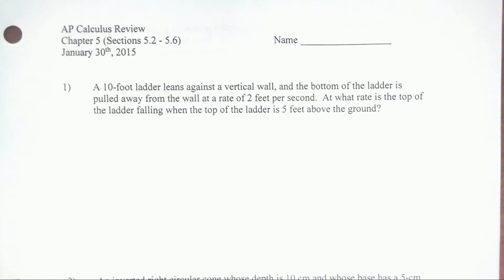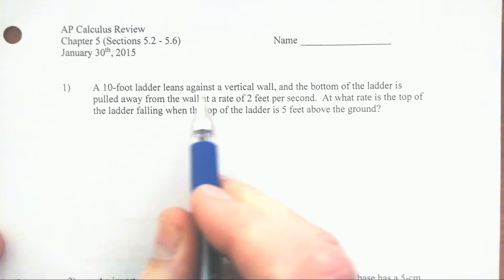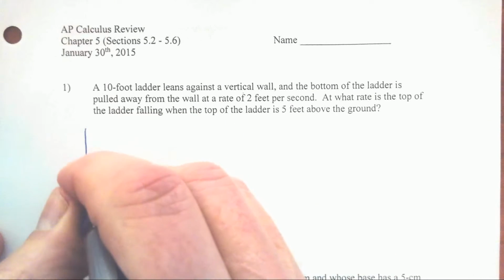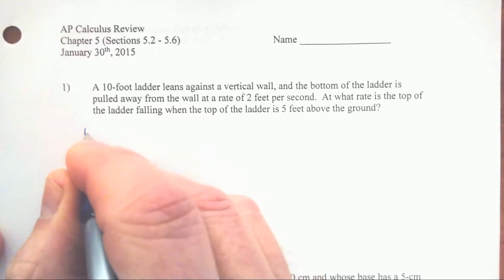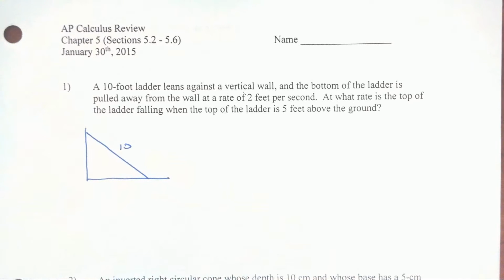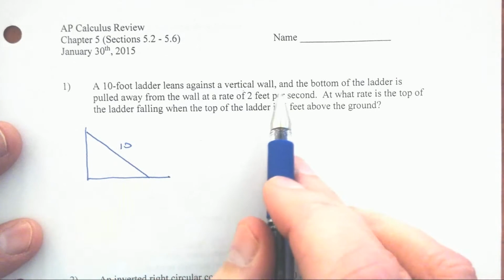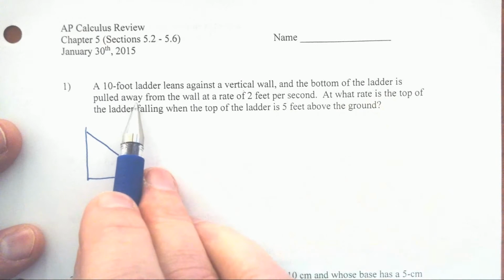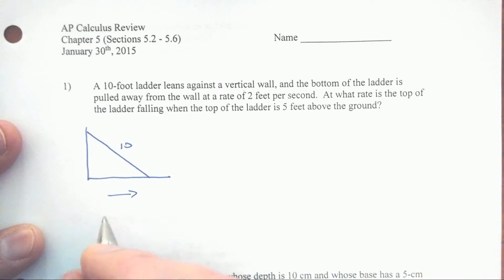So at the beginning, we have some real common related rate type problems that we should be getting comfortable with at this point. A 10-foot ladder leans against a vertical wall. The one thing to note right now is that the 10, that hypotenuse length of the ladder, is constant. So if we take a derivative of that Pythagorean, that thing's going away. That's going to become 0 at some point. And the bottom of the ladder is pulled away from the wall at a rate of 2 feet per second.